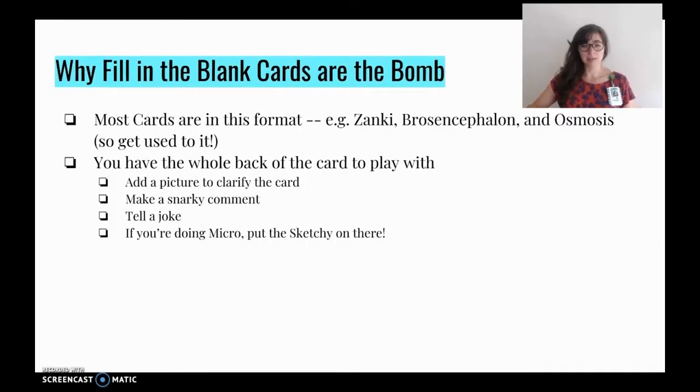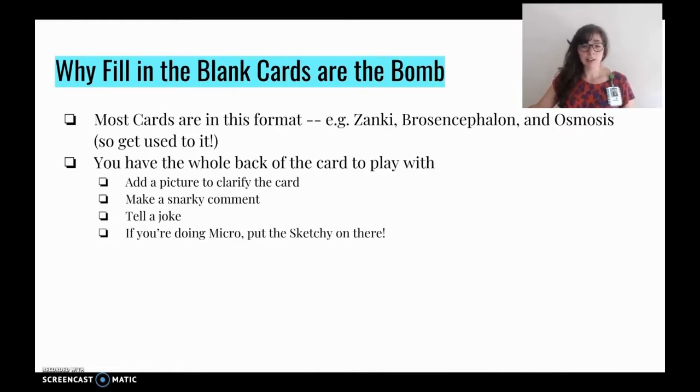Like I said in a previous video, I usually make flashcards that are fill in the blank. I prefer these kinds of questions to the ones that have fronts and backs, and that's just kind of a personal preference of mine. Although it is important to point out that most of the pre-made cards you'll run into are also in this format, such as Zanki, Brisencephalon, and all the cards on Osmosis.